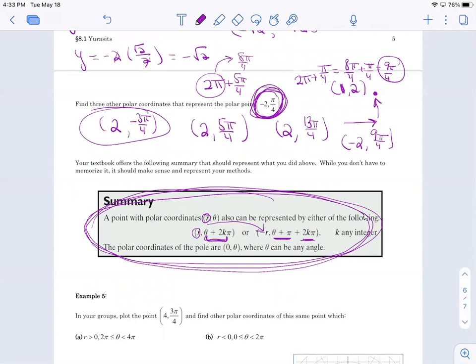So whatever you like to use, you can use that. I am going to stick with this way of visualizing it and, you know, adding 2 pi's or taking away a pi or whatever it would be. Because this is, let me just reiterate this one more time. All of these represent the exact same location.